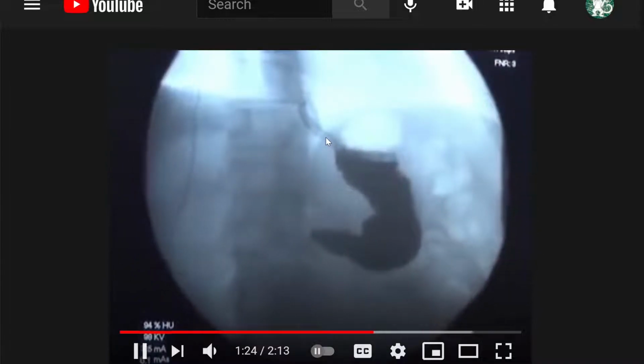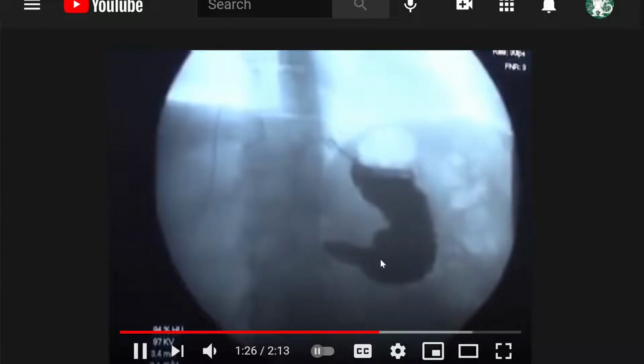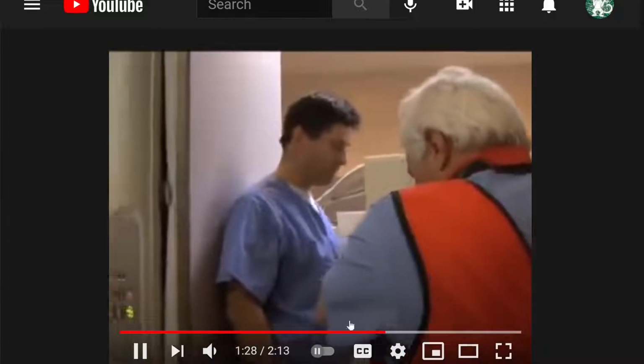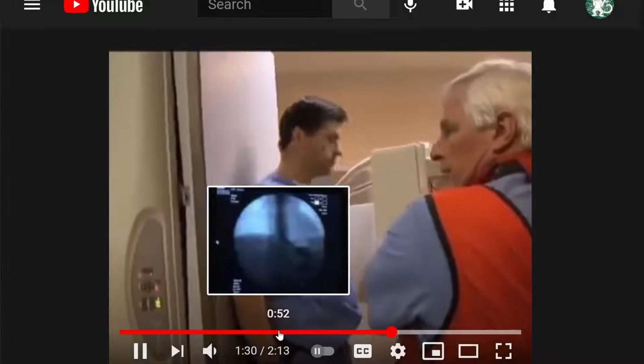Okay, so this is a barium isotope that shows up on an X-ray, and we can use this to see people swallowing. You can do this to find where there's a blockage. So there's a blockage here, and when the person swallows, we can find out where the problem is.